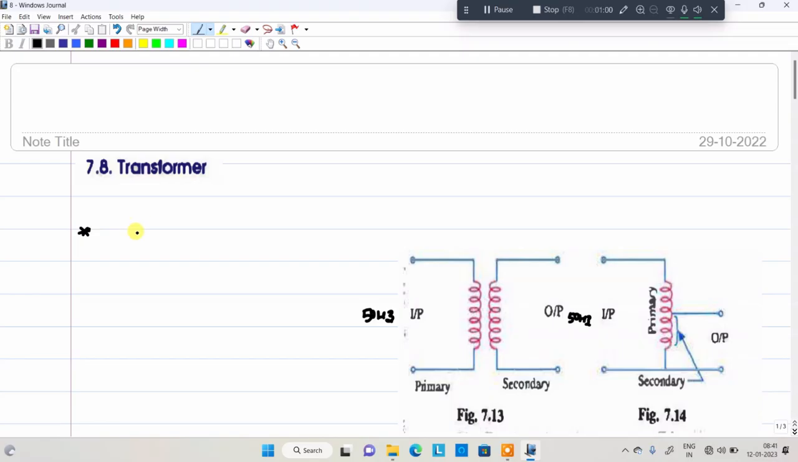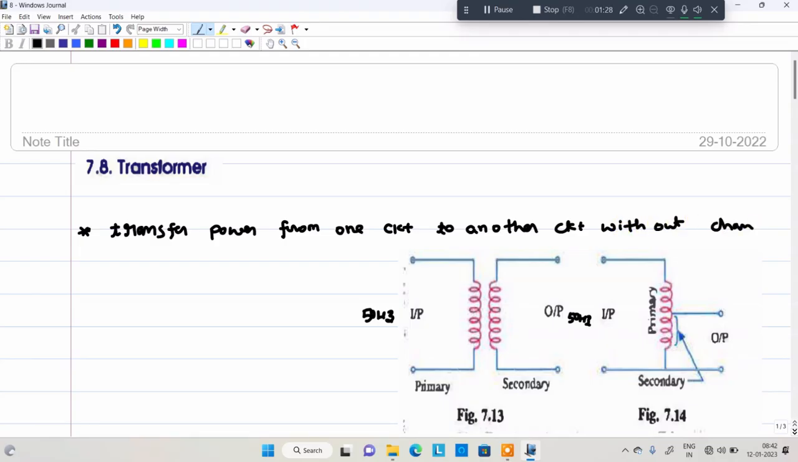So it transfers the electrical power from one circuit to another circuit, but the condition here is without change in frequency.